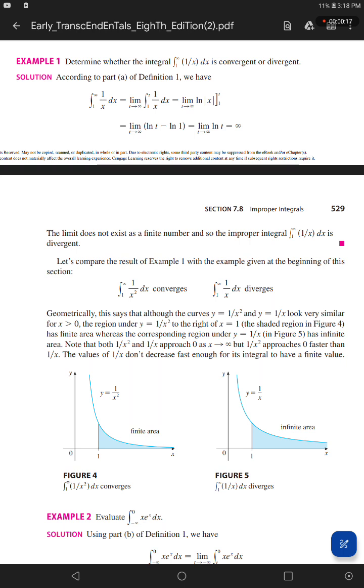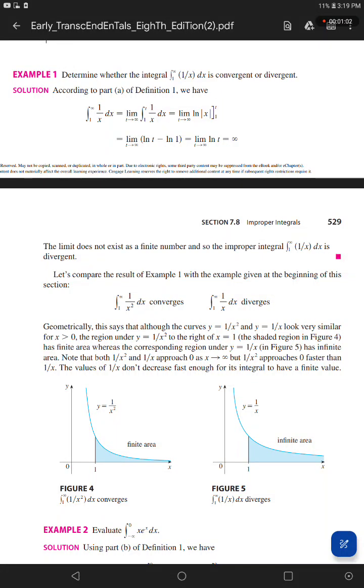Solution. According to part A of definition 1, we have the integral from 1 to infinity of 1 over x dx equals the limit as t approaches infinity of the integral from 1 to t of 1 over x dx, which equals the limit as t approaches infinity of the natural log of the absolute value of x on the interval from 1 to t, which equals the limit as t approaches infinity of (the natural log of t minus the natural log of 1), which equals the limit as t approaches infinity of the natural log of t, which equals infinity.